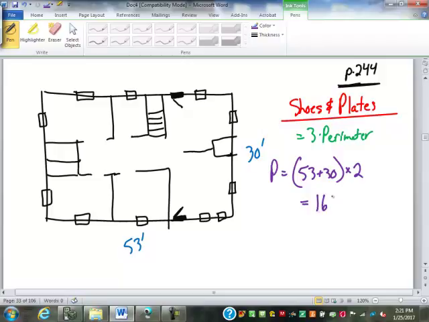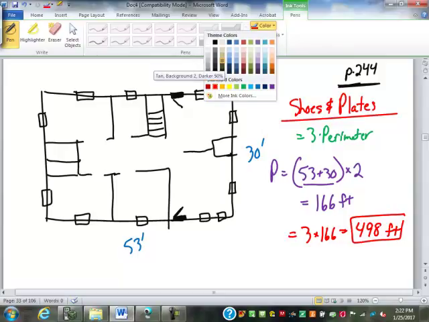There you go, 166. And when it's just a simple rectangle like this, the shortest way to do it is just add the length and the width and then take that total times 2. So 83 times 2 is 166. So that's our perimeter. So our shoe and plates, or bottom plate and top plates, are going to come out to a total of 3 times 166, or 498 feet. So you need 498 feet of material for shoe and plates.